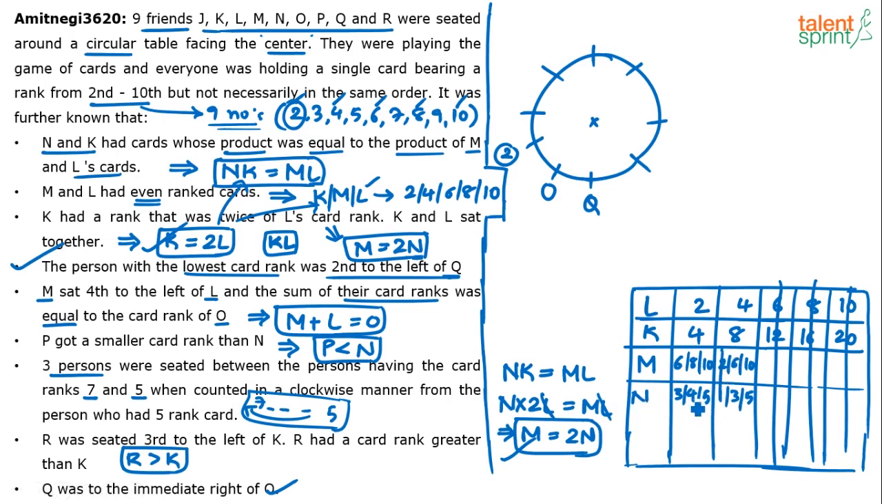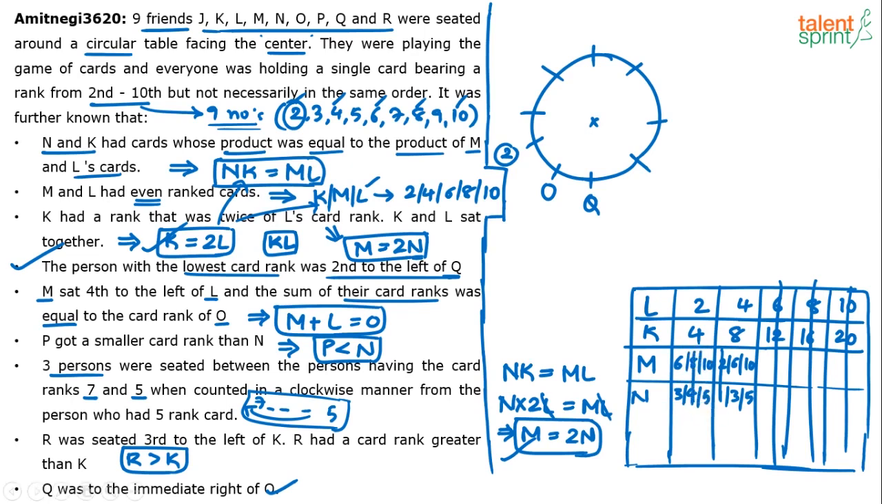In the first case, can N be equal to 4? We have already got K equal to 4. If K is equal to 4, how can N be equal to 4? Two persons cannot take the same number. Within the possibility for K equal to 4, no other number can be equal to 4. You're getting it? N cannot be 4. If N cannot be 4, M cannot be 8.